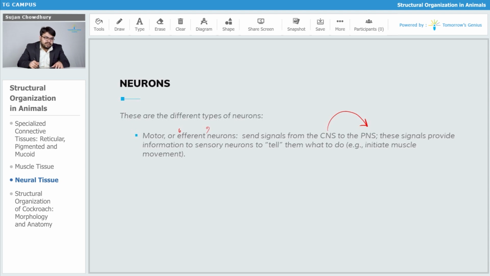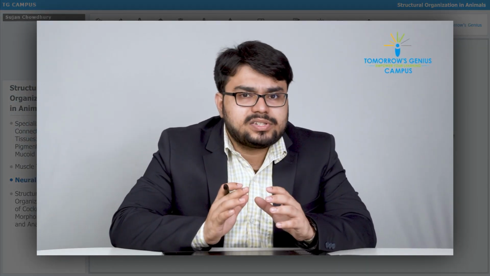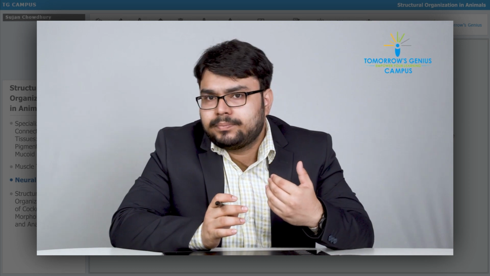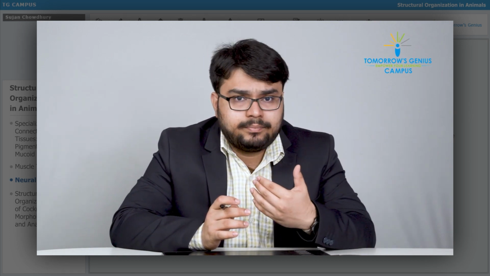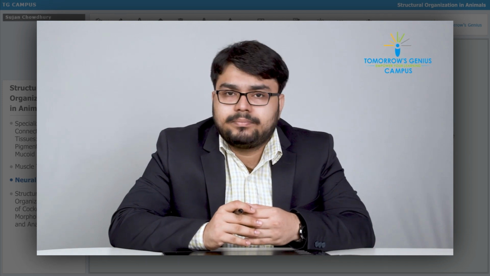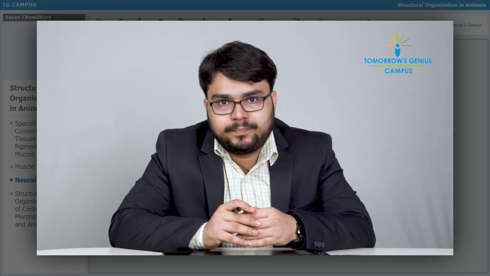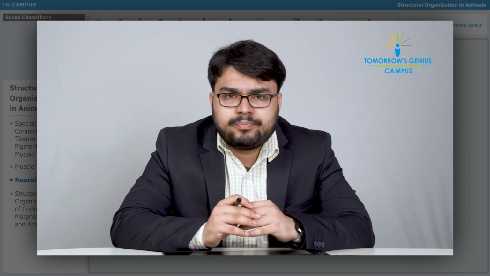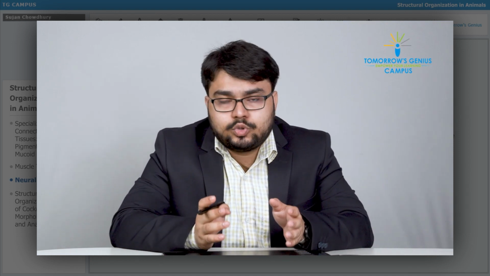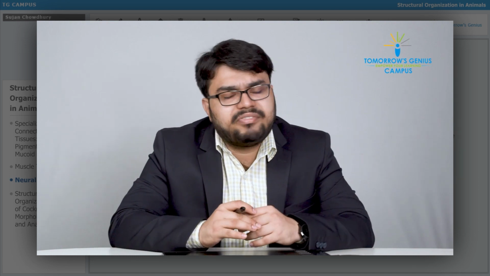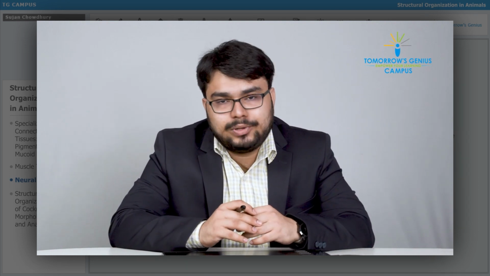These signals provide information telling the body what to do. So they are basically meant to initiate muscle movement according to the nature of the impulse. The impulse will be sent by the afferent neuron, and an advice, a suggestion, will come back to the effector with the help of the efferent neuron. That's how these two types of neurons work sequentially to produce an individual's response to a particular stimulus.